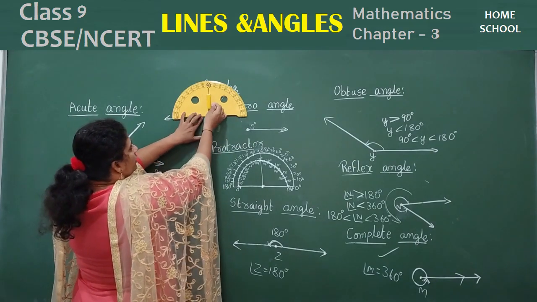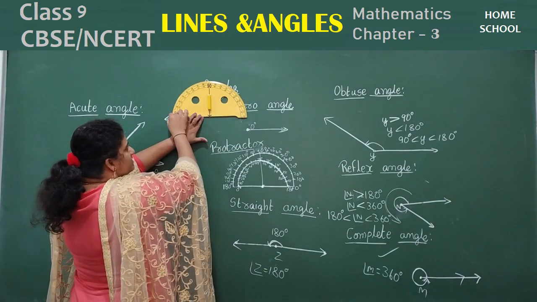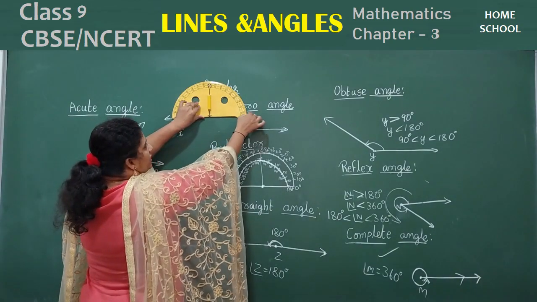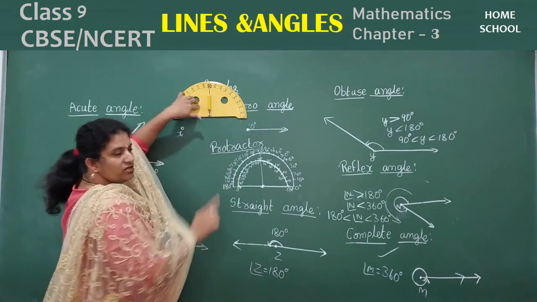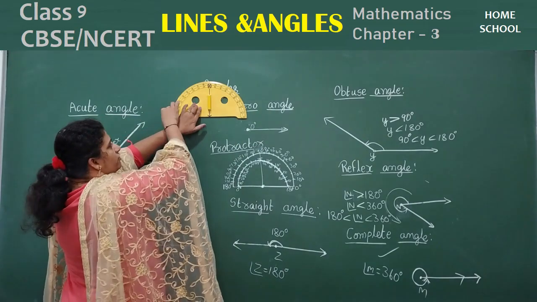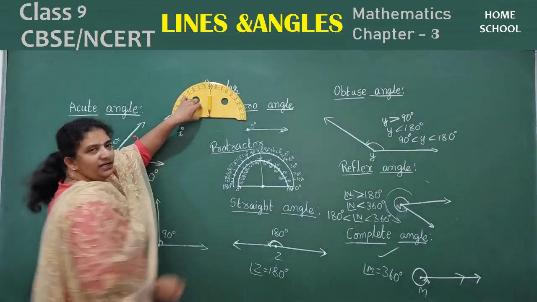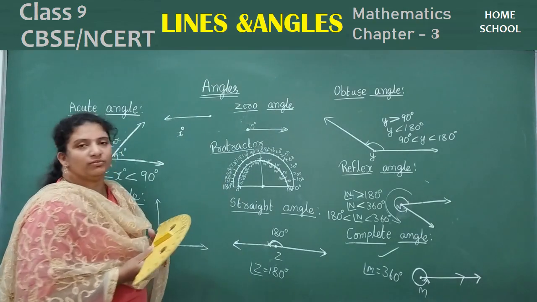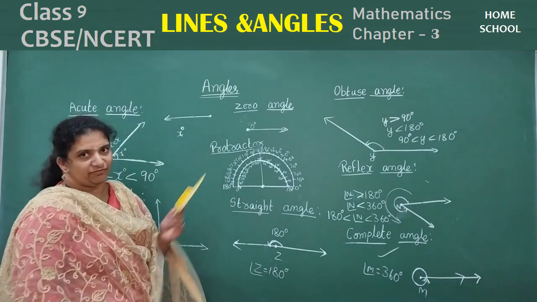Now, you need to mark any 60 degree. From 0, you need to mark. Don't try to measure your angle from this side. Your ray is this side. So from this 0, you start measuring your angle. Okay. How you measure, you need to observe carefully.